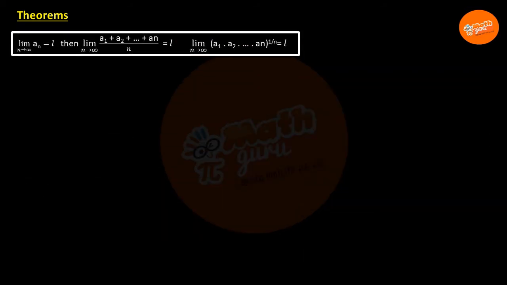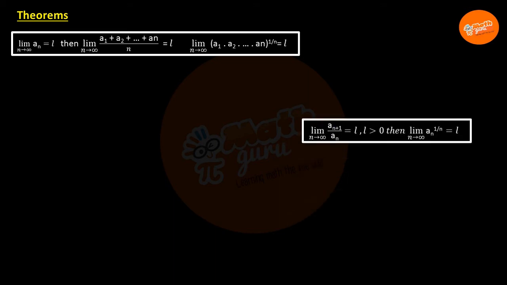If limit n tends to infinity a_n equals L, then limit n tends to infinity (a_1 plus a_2 plus etc plus a_n) whole divided by n equals L. That is, the arithmetic mean of the first n terms tends to L as n tends to infinity. And limit n tends to infinity (a_1 dot a_2 dot etc dot a_n) whole raised to 1 by n, that is the geometric mean of the first n terms, tends to L as n tends to infinity.